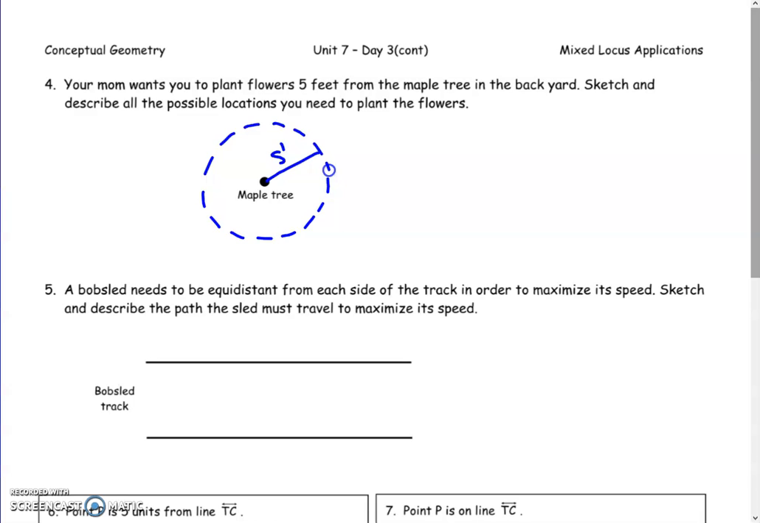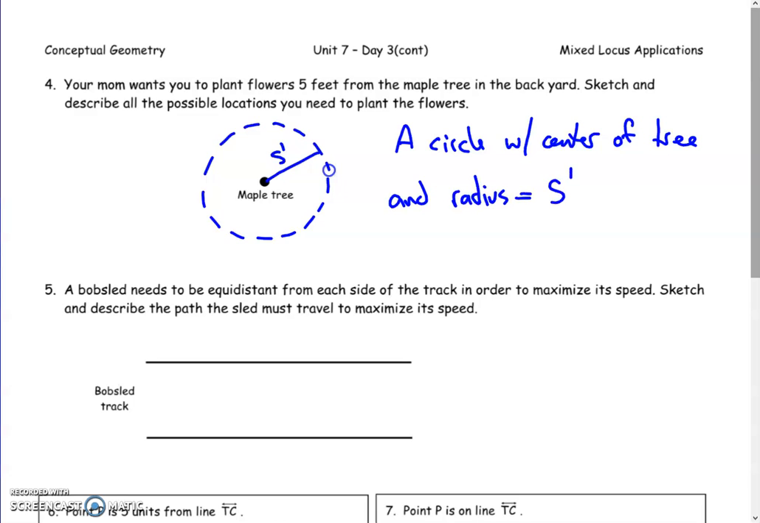Now, how do you describe this? You would say a circle with the center of the tree and radius equals 5 feet. So when I give you a point, you draw a circle.